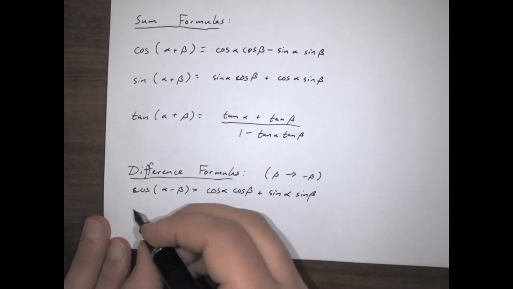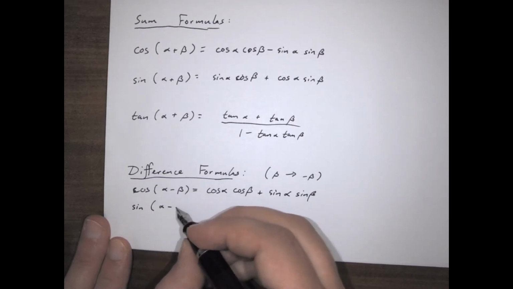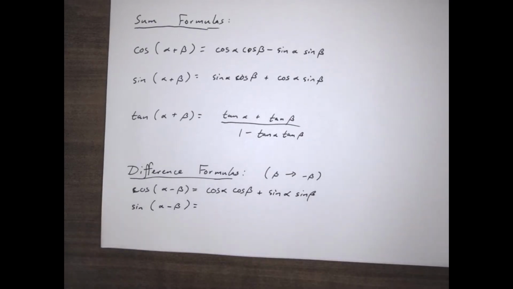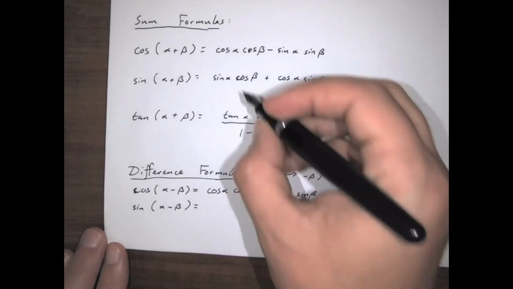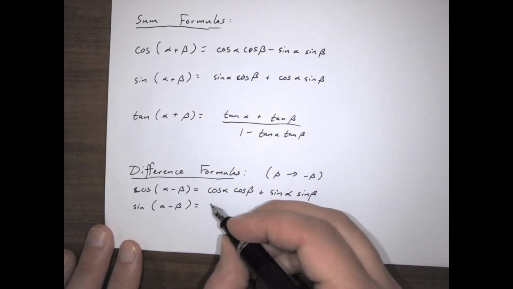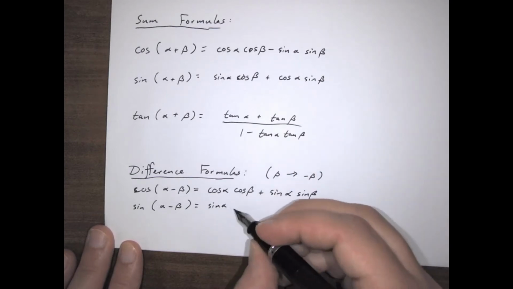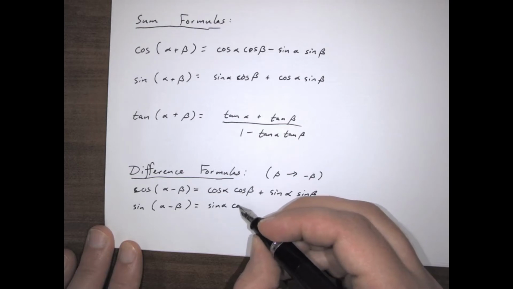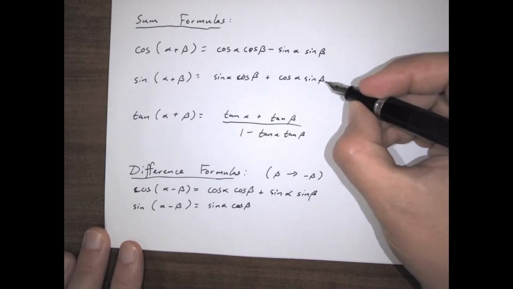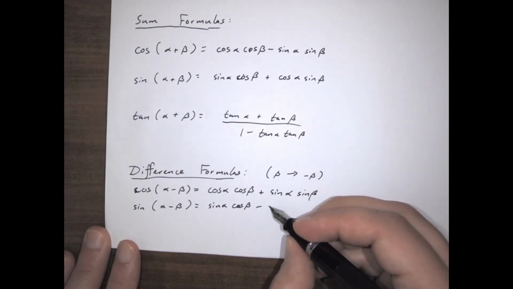And by the same token, we can figure out what's going to happen with the sine. So sine of alpha minus beta. Again, just think about what happens if beta becomes negative. The first term is unchanged, because it involves cosine beta, which, because it's even, just swallows the negative and doesn't even notice. Here on the second term, though, the beta is in a sine, which is odd, and therefore the negative will come all the way out to the front.